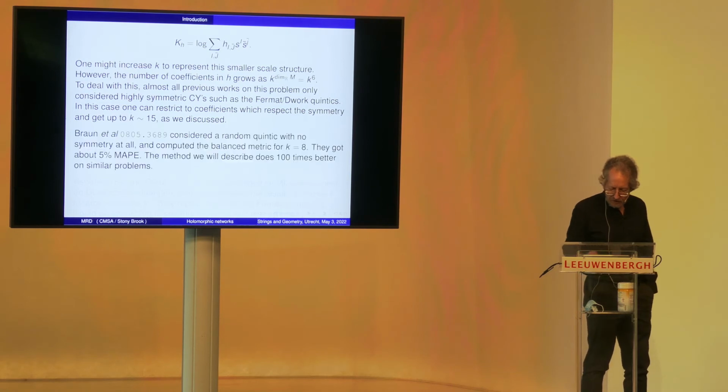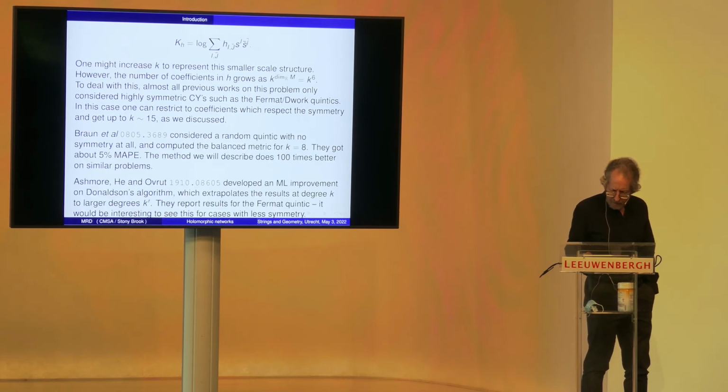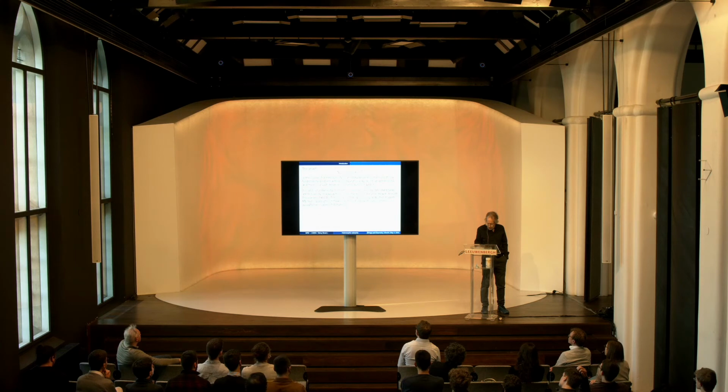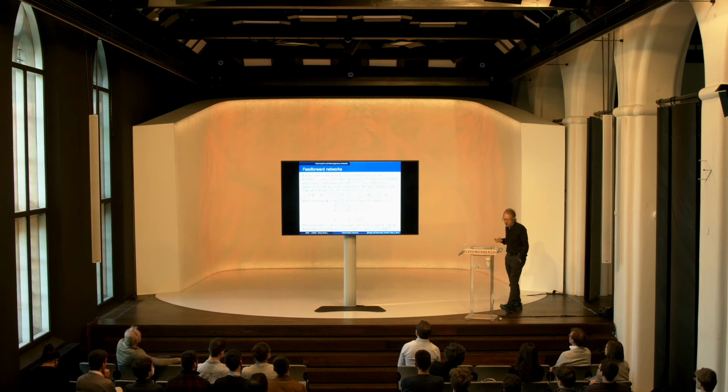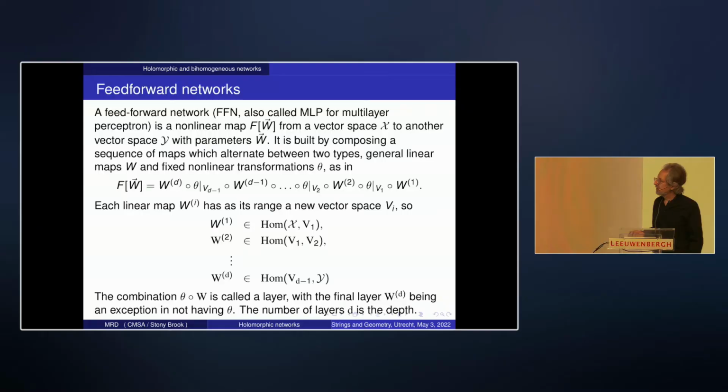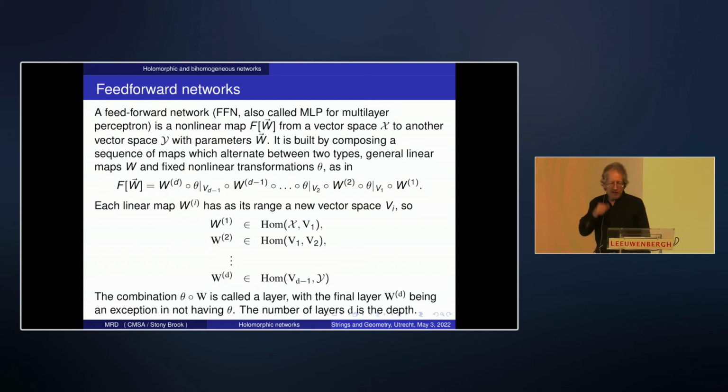Okay, so let me tell you the solution to that problem. What we're going to do, and you probably wouldn't think to do this unless you've been reading lots of machine learning papers, is replace the expression for the Kähler potential, remember, your log of sum of h, c, z bar, with the output of a neural network.